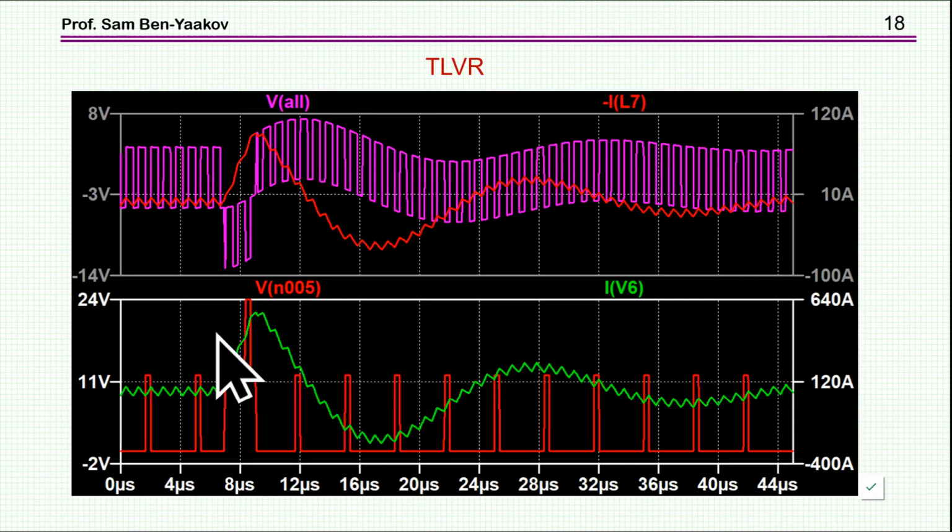And here is what I'm seeing for this TLVR. Let's have a look first of all at the half bridge. This is the half bridge. This is the added pulse, okay? And this is now reflected to the secondary. Secondary, I'm seeing not only this one, but I'm seeing all the other ones. This is the square wave here.